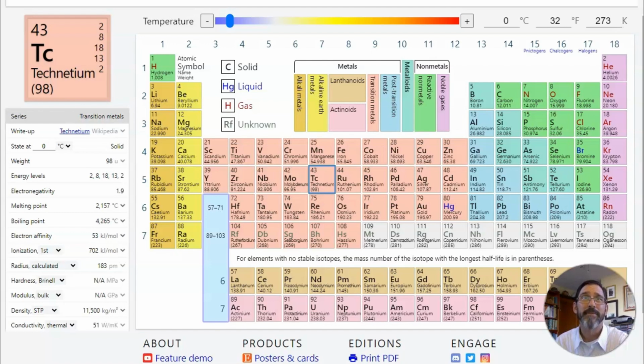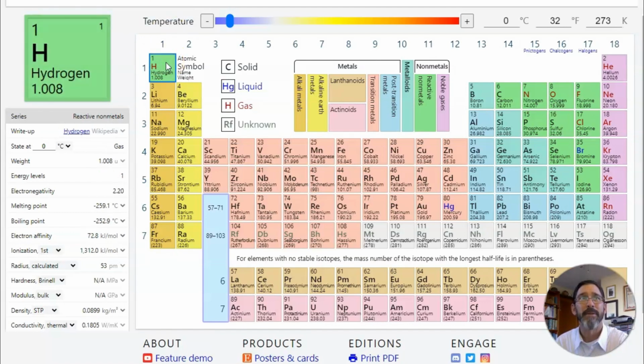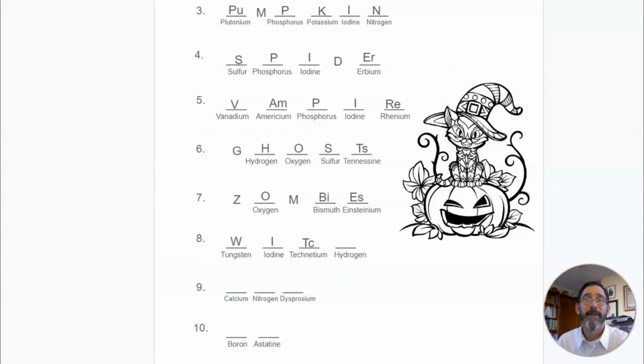Of course, hydrogen is number 1, all the way at the top of the periodic table. Its atomic symbol, capital letter H. And we just found the last letter for number 8, capital letter H for hydrogen. The word for number 8, which.